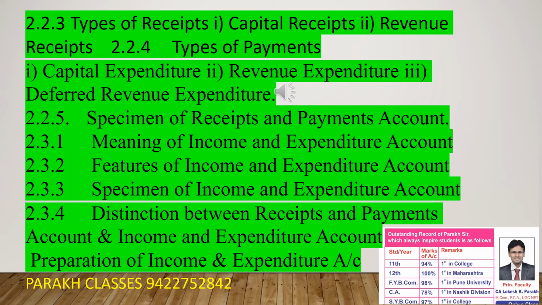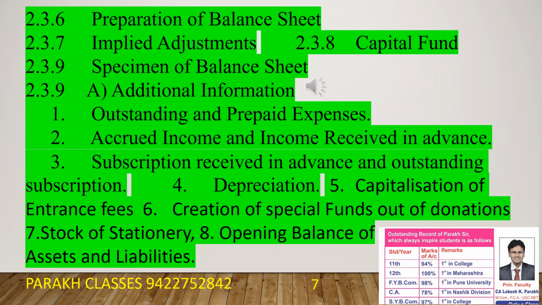What are the basic distinctions between both? And the last but not the least, preparation of income and expenditure account. Along with the income and expenditure account, we have to prepare the balance sheet. Some implied adjustments, that is automatic adjustments, are there.